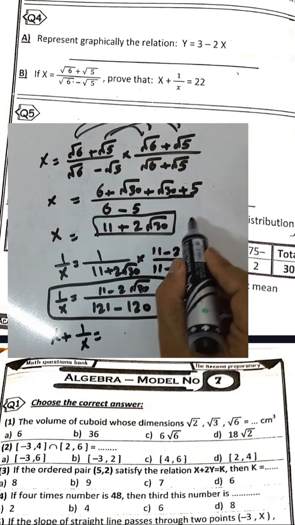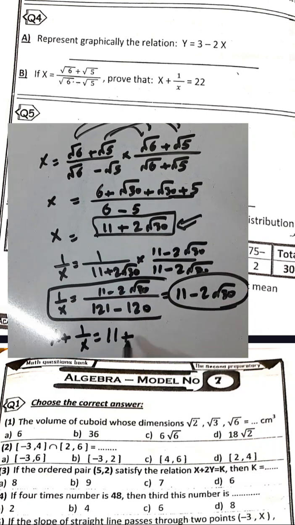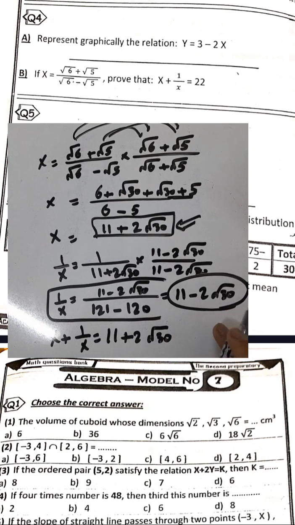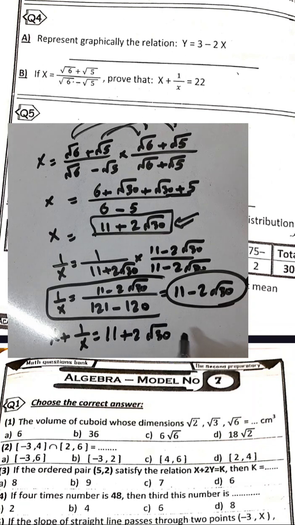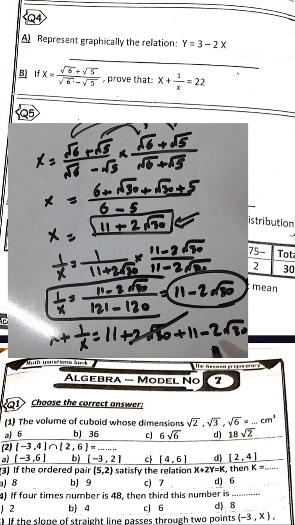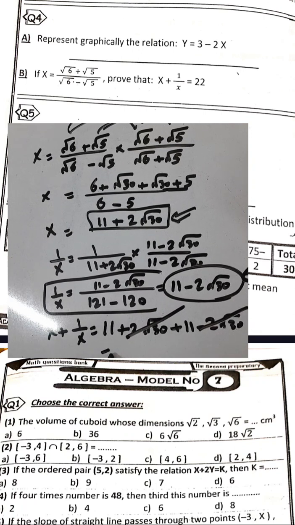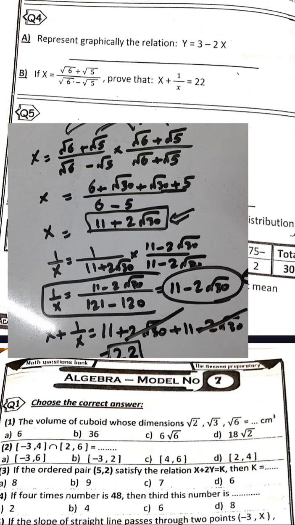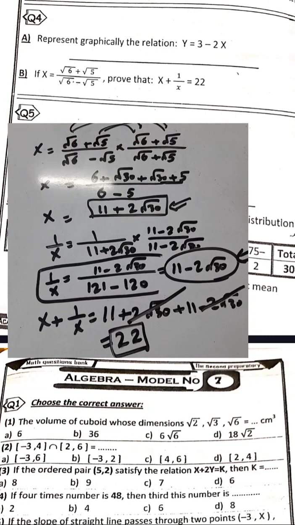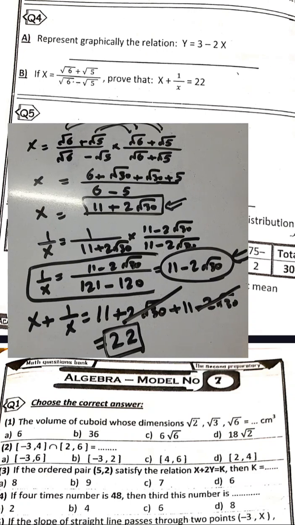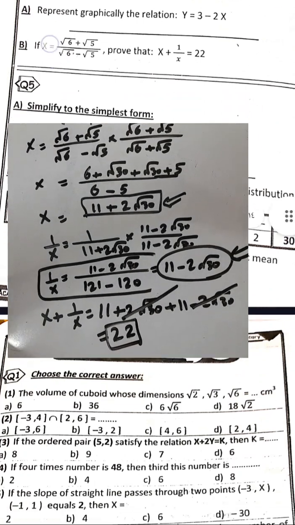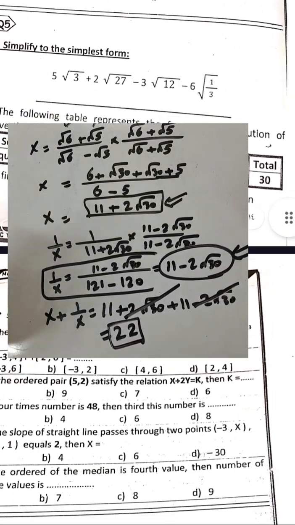We can put x here, 11 plus 2 root 30, and then you can write here 1 over x, 11 subtract 2 root 30, and then you can cancel 2 root 30 by negative 2 root 30, and the result 11 plus 11 will be 22. It's the simplest form about this example. Okay, understood? Next, question number 5, simplify.